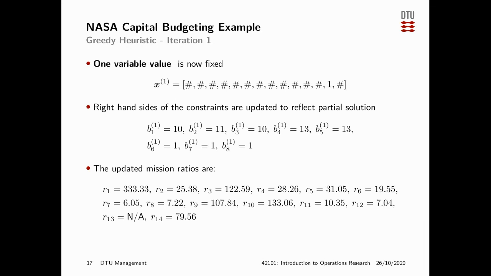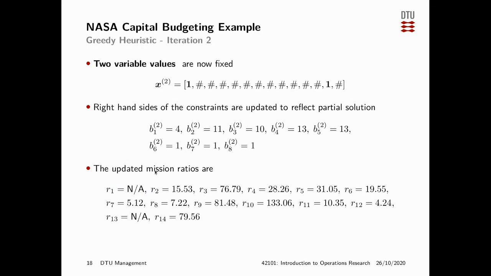So now we've done one iteration. We've selected a mission. We update the solution so that it now includes mission 13. We update our right-hand sides to now reflect that mission 13 has been selected. So we deduct from the budget constraints the budget that mission 13 uses, and then we recompute the ratios. So down here, we can no longer select mission 13. It's not available anymore. We've already selected it.